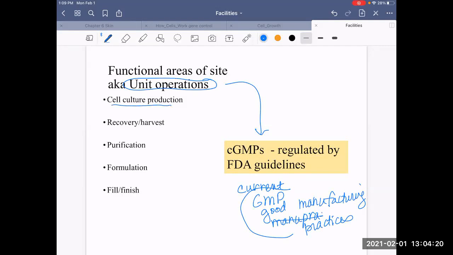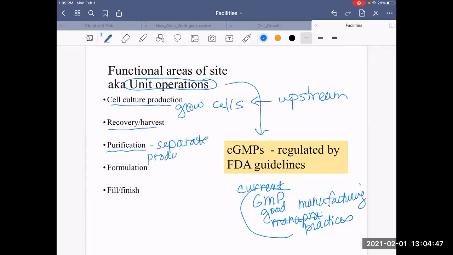So cell culture, this is where we're going to grow up the cells. Okay, so this would be considered upstream. Okay, recovery and harvest is kind of an intermediate stage. This is where we're going to collect the cells or collect the product. Okay, and then we're going to purify. Okay, so we're going to separate the product from the cell debris. Okay, so all of this is considered downstream. Okay, recovery and harvest is kind of like an intermediate.